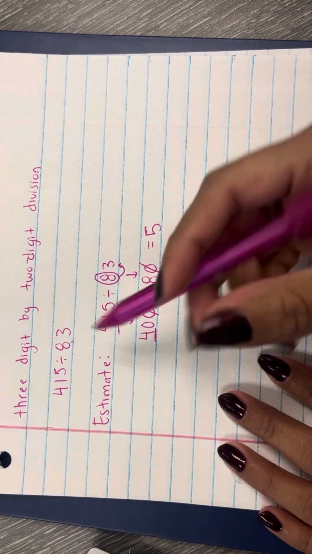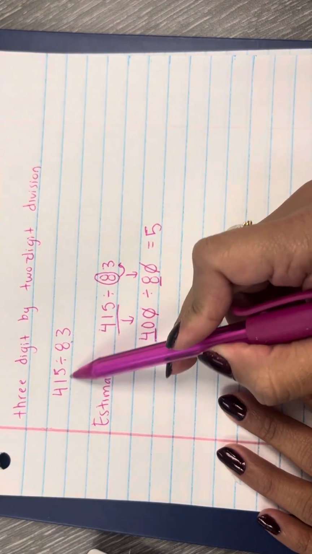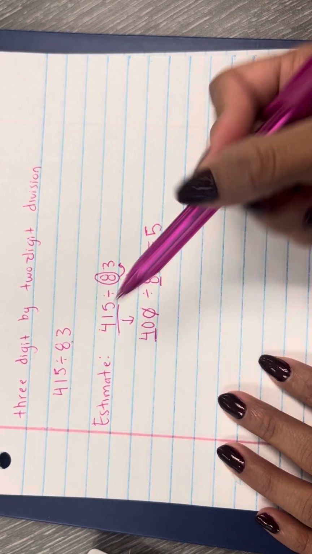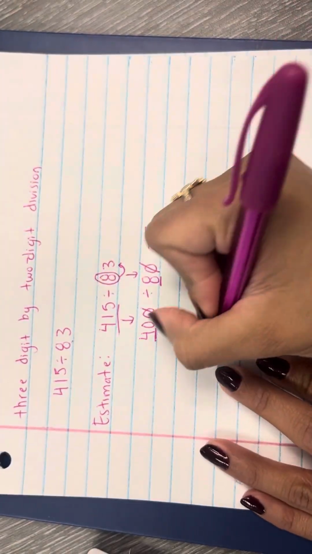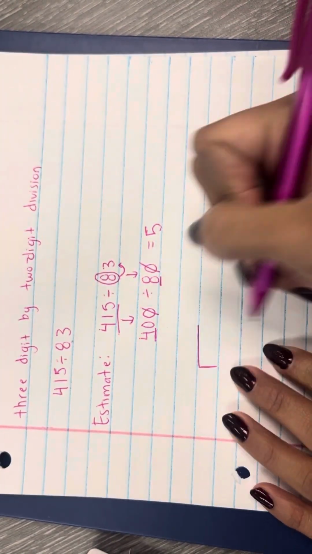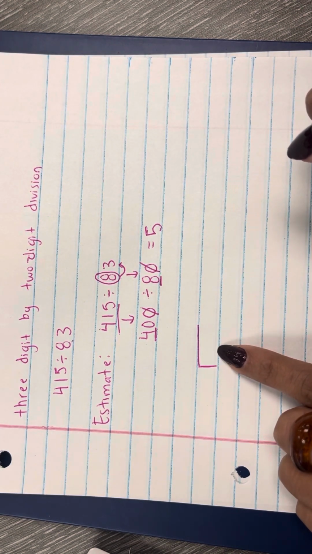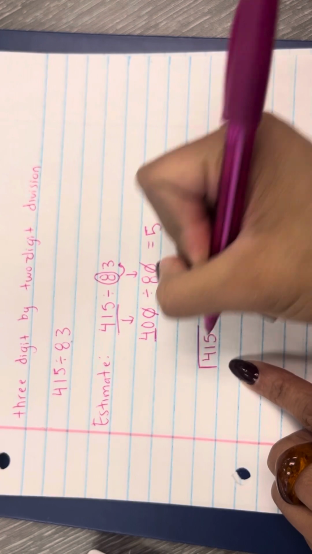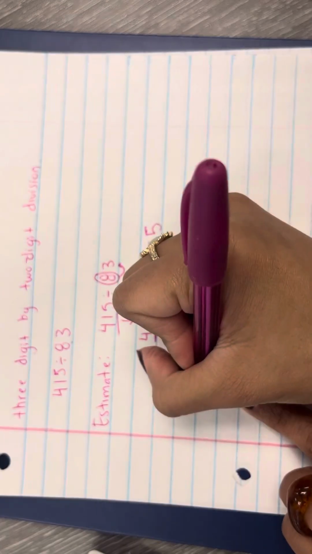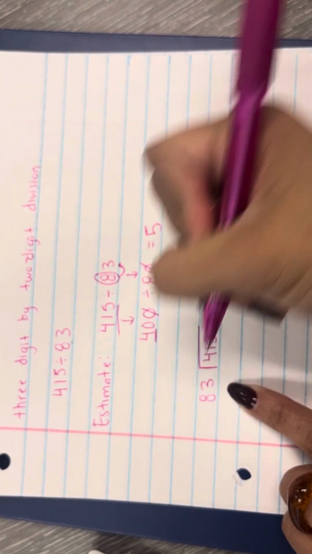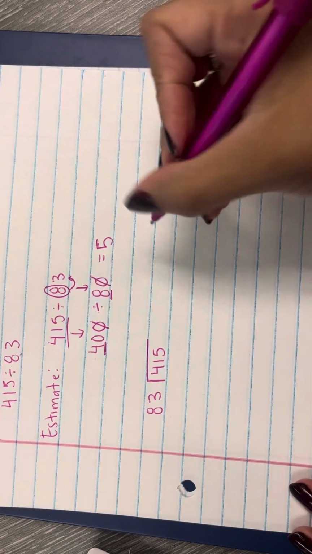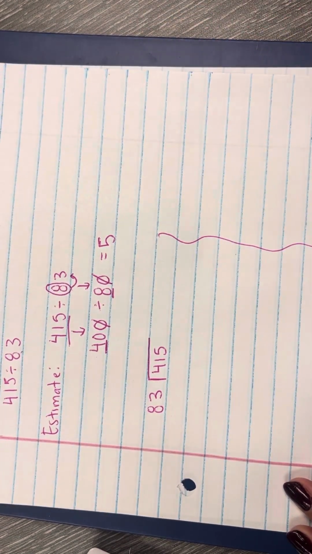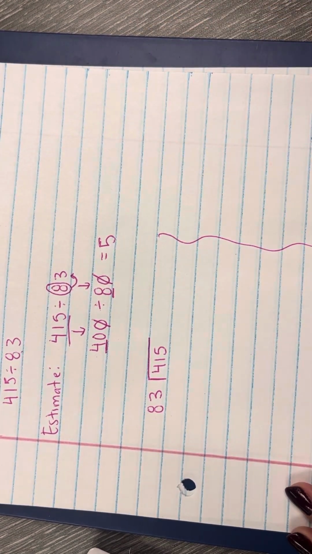When you have a question written side to side, you have to write it up and down. So I'm going to put my little house. On the inside, always write the bigger number. So I'm going to write 415. On the outside, you write the other number, which is 83. Okay. Now I'm going to draw my line to show my thinking on this side.